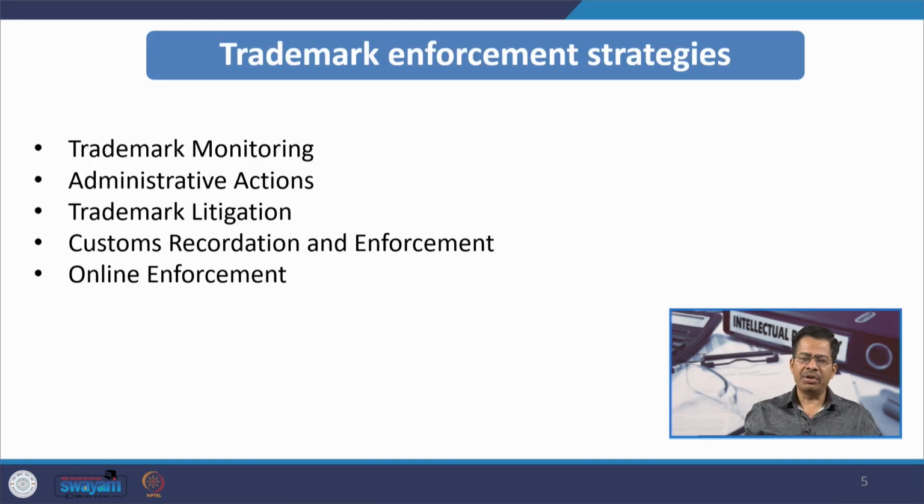Now, when we are talking of how you are going to enforce the trademark related strategies, obviously monitoring, which we just discussed, regular monitoring.